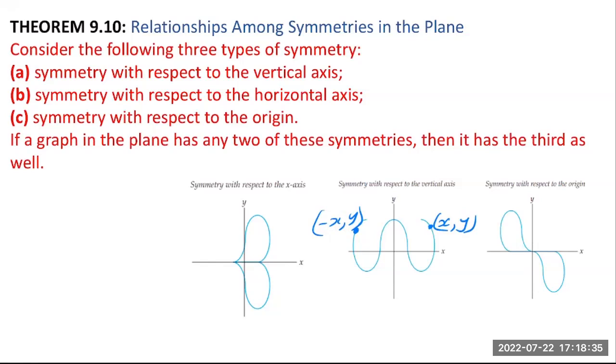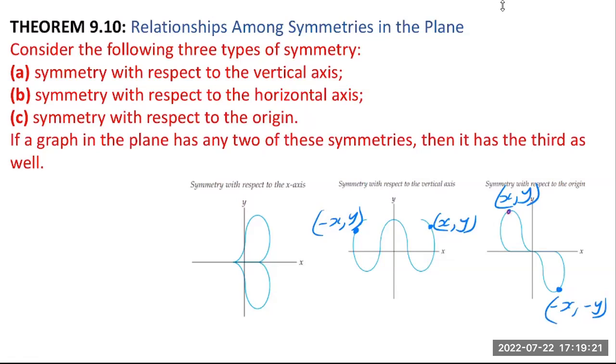And when do we say that a graph is symmetric with respect to the origin? A graph is symmetric with respect to the origin if there's an observer at the origin, and that observer sees the same thing on all sides. Or you can define it as in your pre-calculus: whenever a point x comma y is on your graph, minus x comma minus y also should be on your graph.